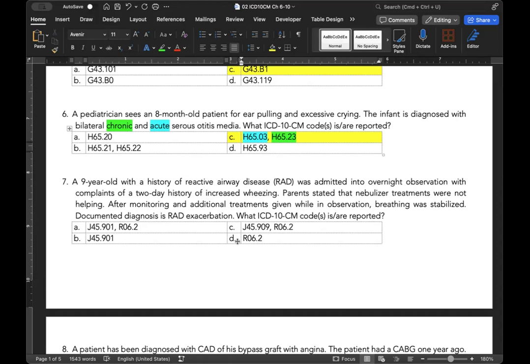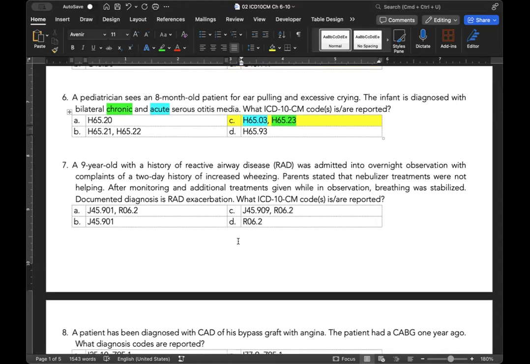All right. Let's move on to number 7. A 9-year-old with a history of reactive airway disease, or RAD, was admitted into overnight observation with complaints of a 2-day history of increased wheezing. The parent stated that nebulizer treatments are not helping, and after monitoring and additional treatments were given while in observation, the breathing was stabilized. Your documented diagnosis is RAD exacerbation.